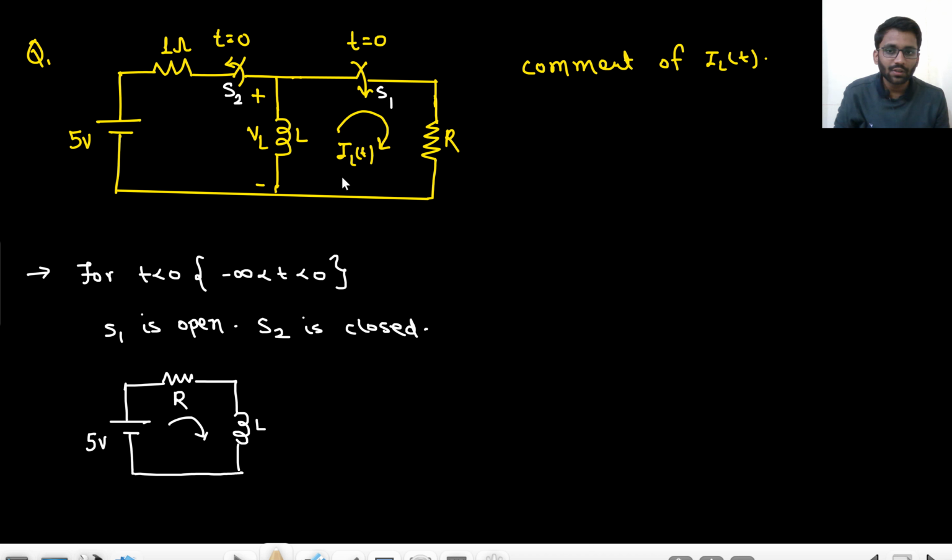Why so? This is IL(t), so I will just write it I(t). Why will we be interested in current? Because the inductor has the property that it doesn't change its current instantaneously. So we will be interested in current.